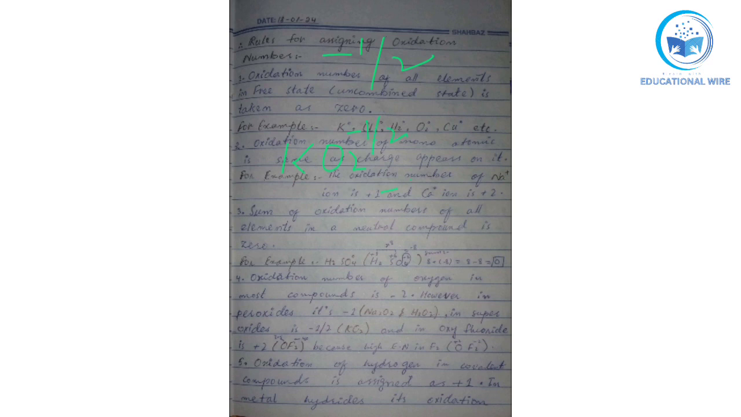Now we will multiply it, so -1/2 multiplied by 2. The 2 cancels with 2, just -1 is remaining. And here we know that the potassium oxidation number is +1. When +1 and -1 meet, they both cancel. And here we also prove that -1/2 is the oxidation number of superoxides.